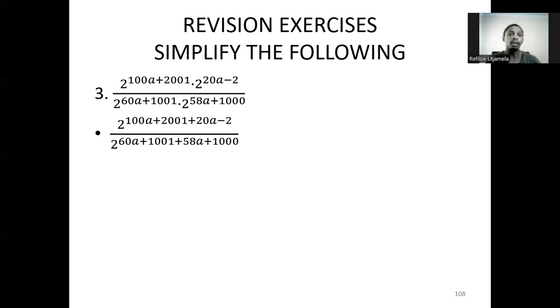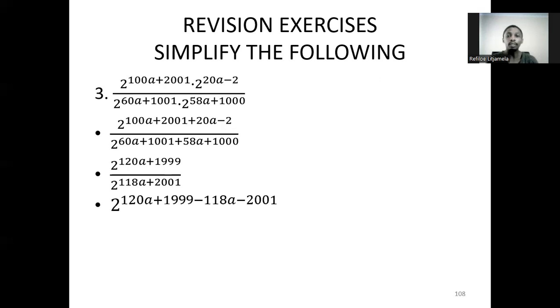Okay, now look for like terms in the numerator. You've got 100a plus 20a. 100a plus 20a will give you 120a. 60a plus 58a will give you 118a. And obviously, you just add the exponents. In the numerator, you've got 1999. In the denominator, you've got 2001.